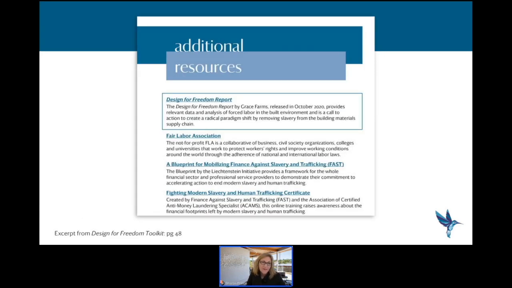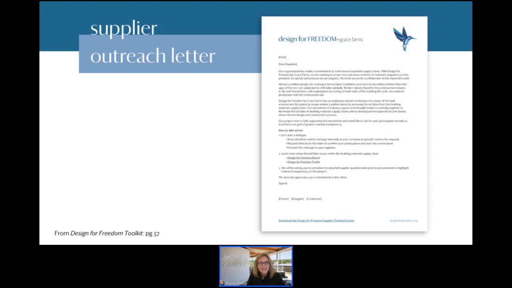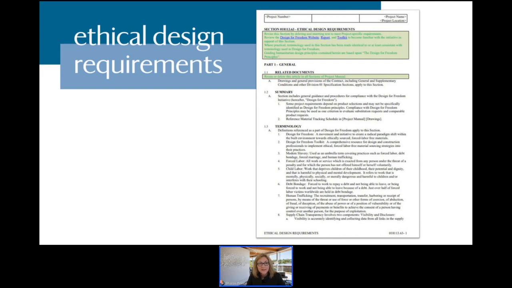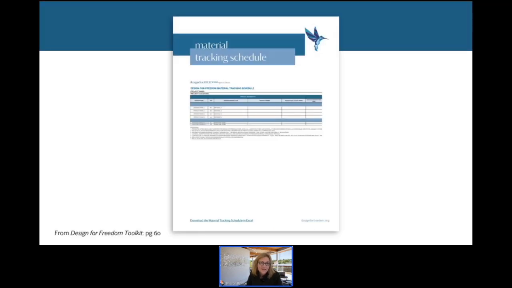So the additional resources are in there. We have that supplier outreach letter, questionnaire. This is exciting. The ethical design requirements. We worked with Gensler and a sub-team of our working group to put this together, and we're working on the next version of these. So you'll see that it's right online.